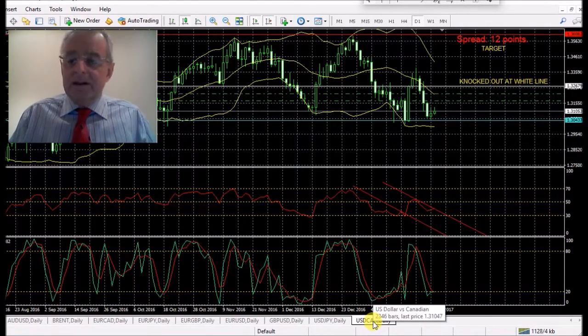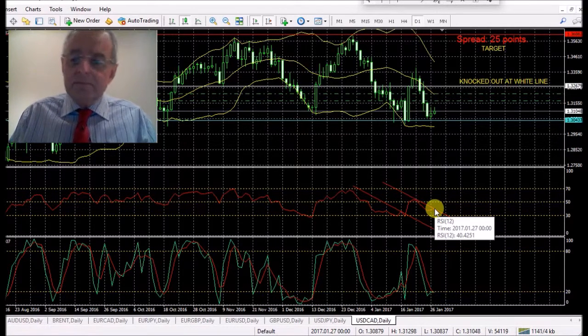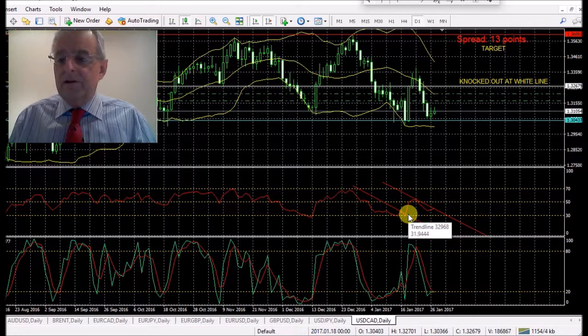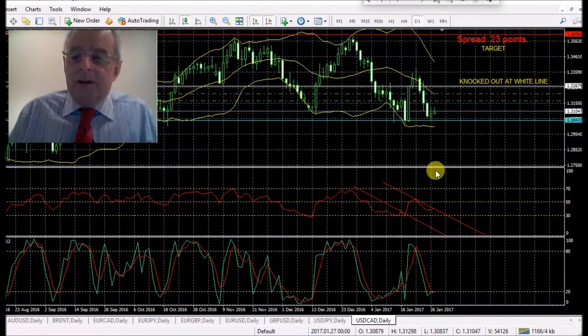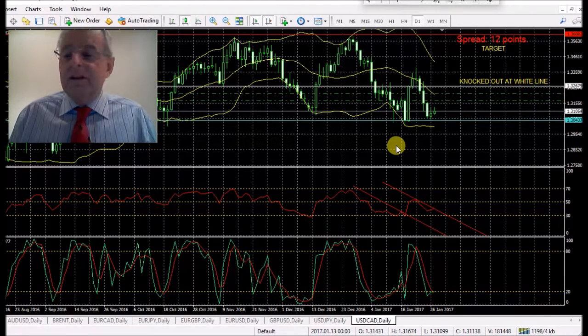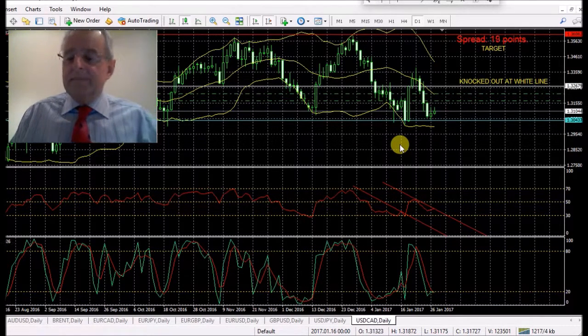USD CAD. Yeah, we're just on the trend line again. Again with that one, if it actually breaks the trend line, I'll call that later on today. But the fundamentals on this trade are fairly good. The dollar, as we know, is oversold, and the Canadian dollar, it's an oil currency.